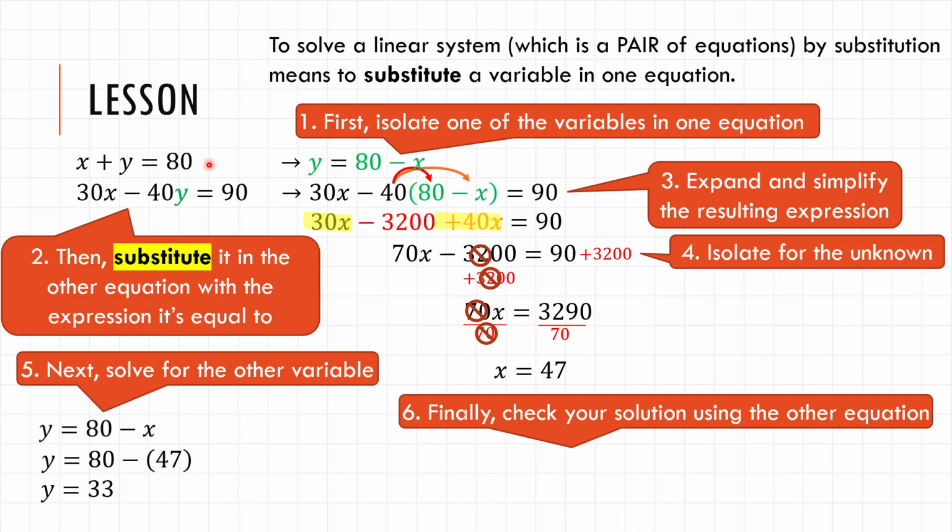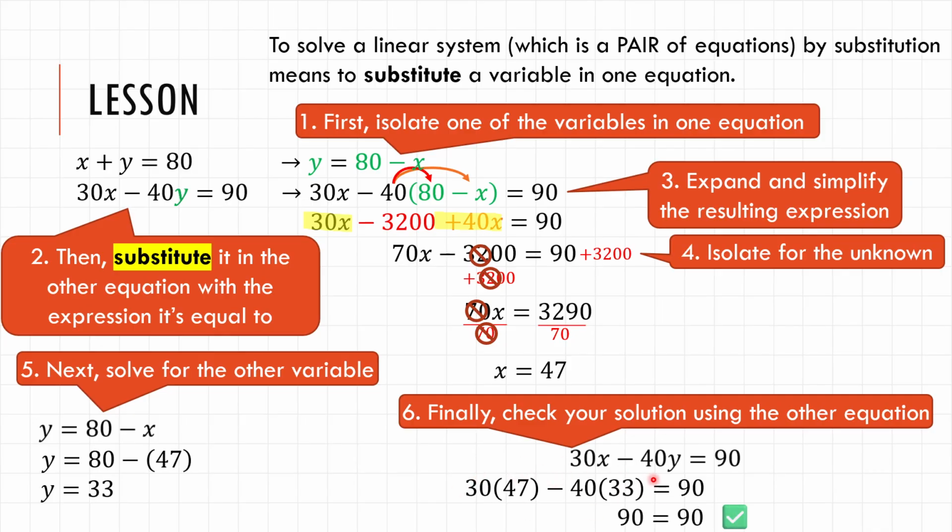And we can do that using the other equation here. So 30x minus 40y equals 90. Is this true if x is 47 and y is 33? If I plug those numbers in, I actually do get 30 times 47 minus 40 times 33. I did that all at once. I actually did get 90. And so yes, the point of intersection is at 47 and 33.